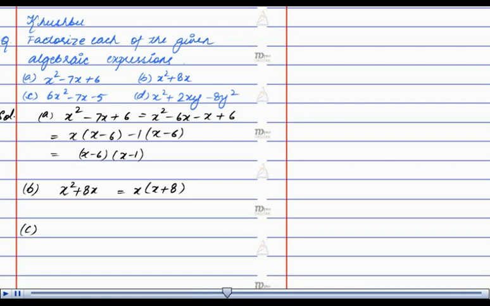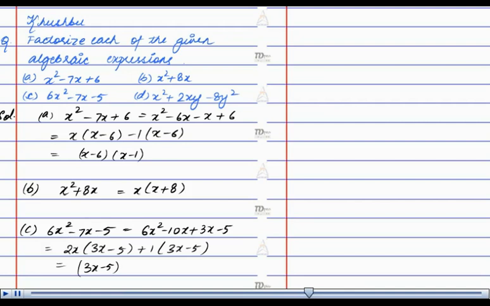Coming down to the third expression, that is 6x square minus 7x minus 5. Minus 7x can be broken down as minus 10x plus 3x. Taking out 2x common from the first two terms, we are left with 3x minus 5. Taking out 1 common from the last two terms, we are left with 3x minus 5. Taking out 3x minus 5 common, we are left with 2x plus 1. So the final expression is 3x minus 5 into 2x plus 1.